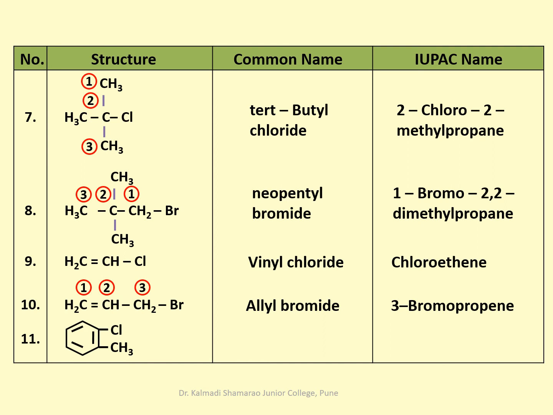A methyl group, when attached to a benzene ring, gives a special name to the molecule, which is toluene. Whereas chlorobenzene is not a different or special name. So here toluene is considered as the parent compound, and the carbon to which the -CH3 group is attached is numbered 1. So the chlorine atom is present at the ortho position with respect to this carbon. So the common name is o-chlorotoluene and the IUPAC name is 2-chlorotoluene.